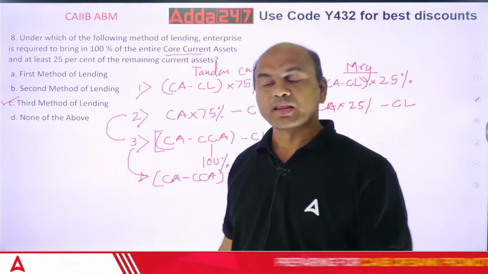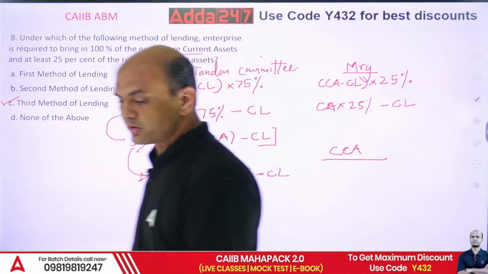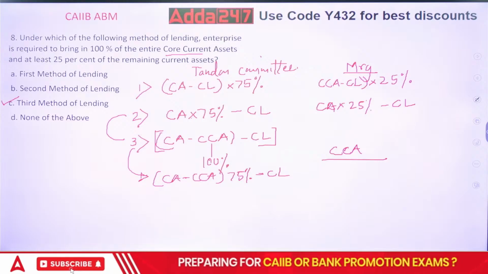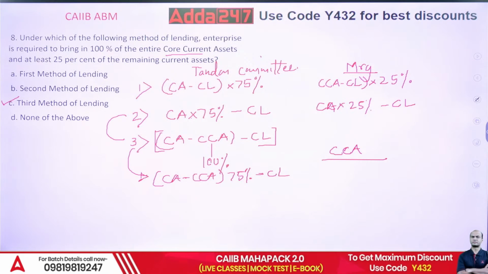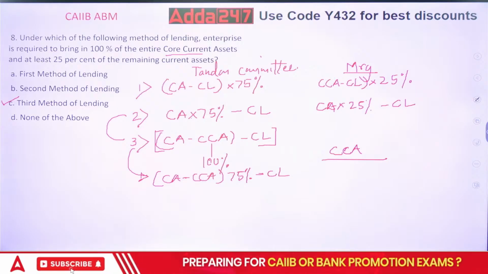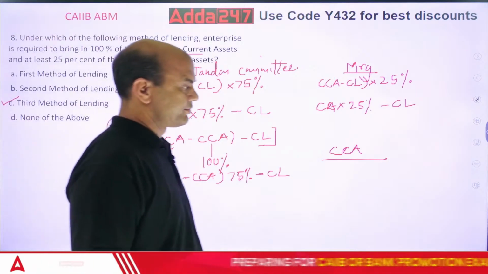This is an important method for the Tandon committee because generally students know methods number 1 and 2, but method number 3 many of them don't know. And this might be asked to you in the exam because we are in CIIB.